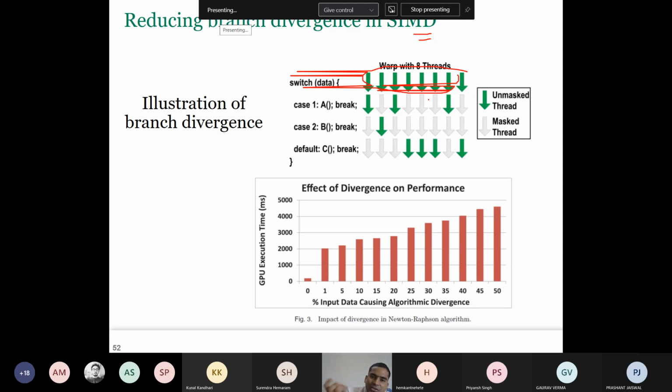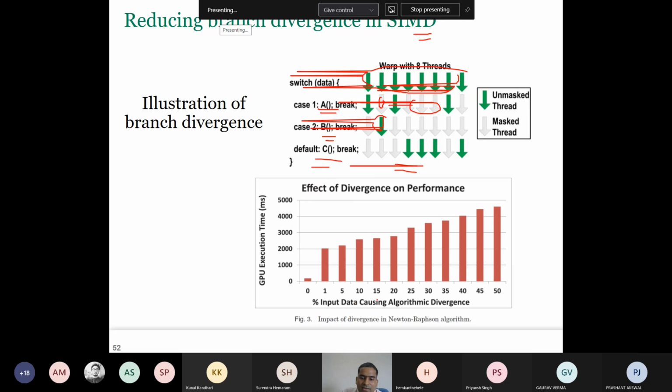Now, whenever we have an if condition or switch condition, some of the threads will go through the A path, some of them will go through the B path, and some of them will go through the C path. Due to the SIMD architecture, A, B, C cannot be executed in parallel. We have to first execute A, then B, then C. So when A is executing, the threads that do not execute A will remain idle. Similarly, in the B part, only one thread is active and the remaining 7 threads are inactive. That is a huge waste of resources.